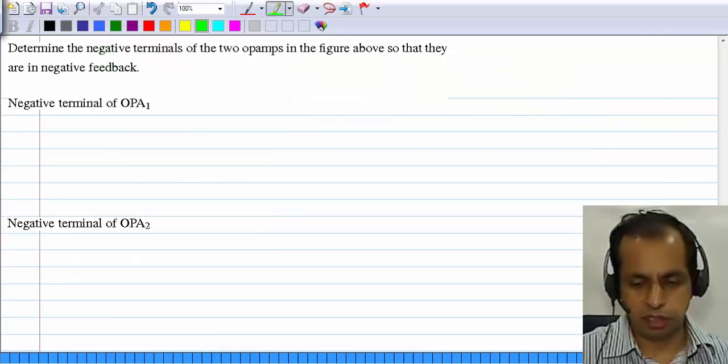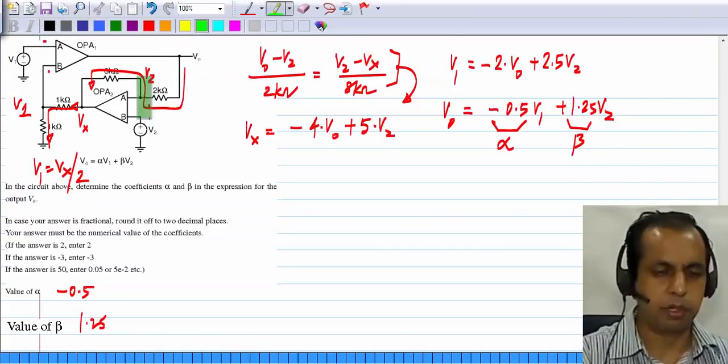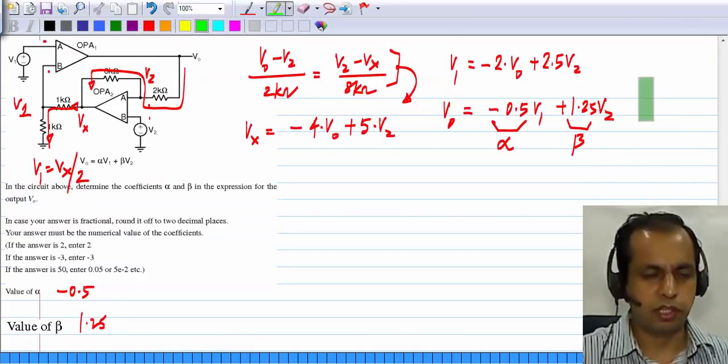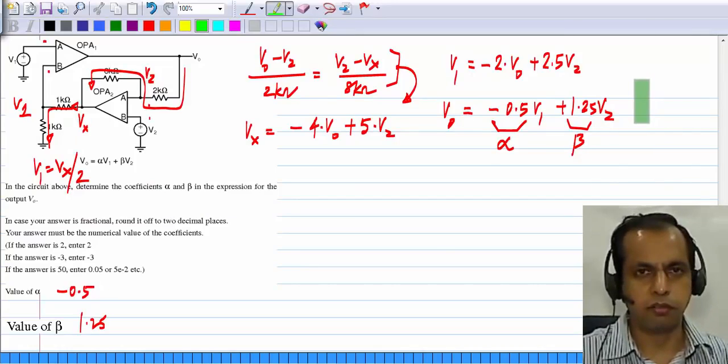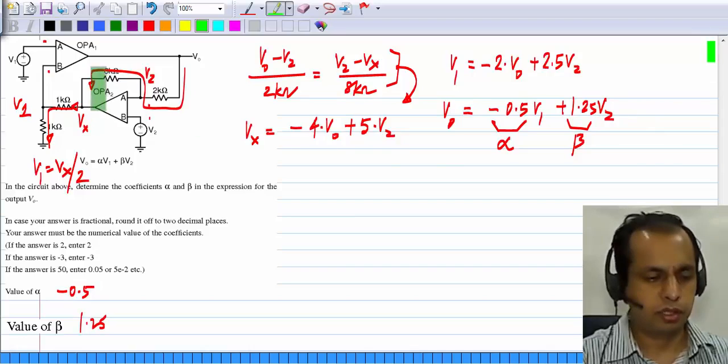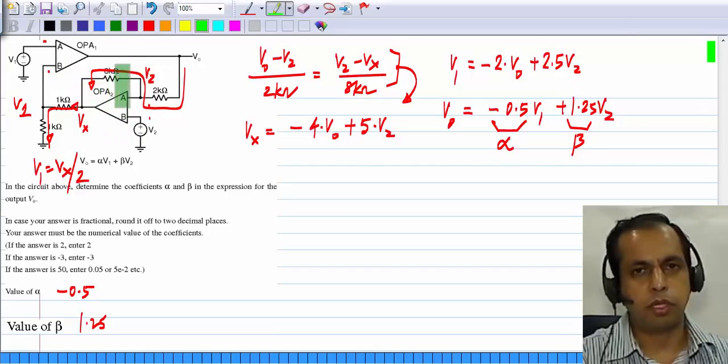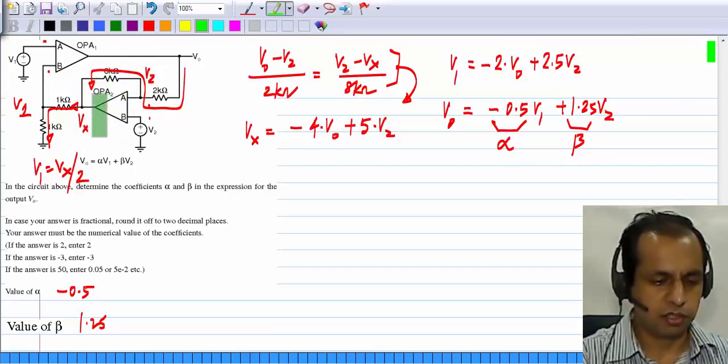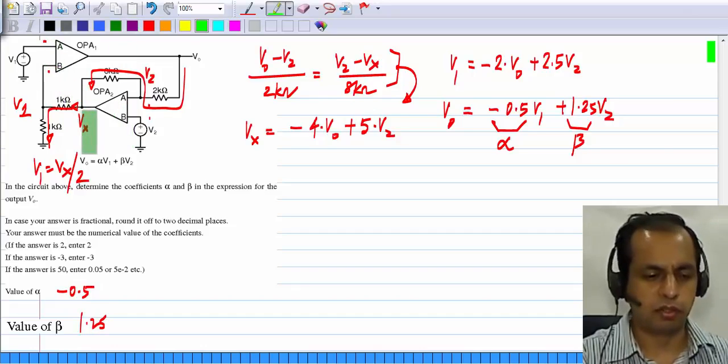And the op-amp signs are not really given in this schematic, so you're supposed to find out the signs so that the op-amps are in negative feedback. Okay. How do I do that? When I have two op-amps, I'll first assume that one of the op-amps has its sign correctly assigned so that it behaves like a virtual short, and then find the signs for the other op-amp.